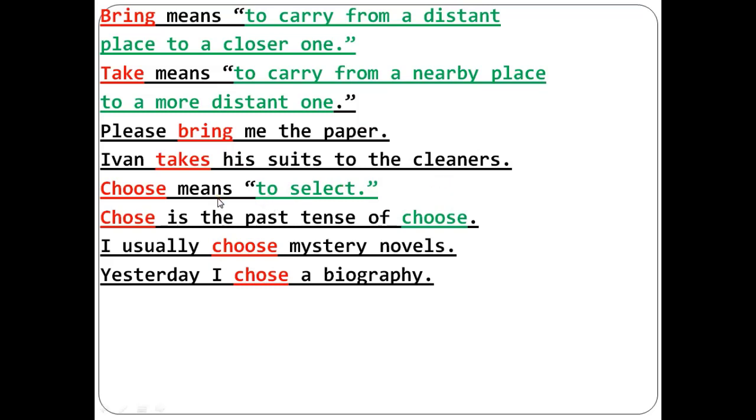Now the next pair of words: choose with a double O. Choose means to select. And the next one, chose with a single O, is the past tense of choose. Choose, chose. I usually choose mystery novels. Yesterday I chose a biography.